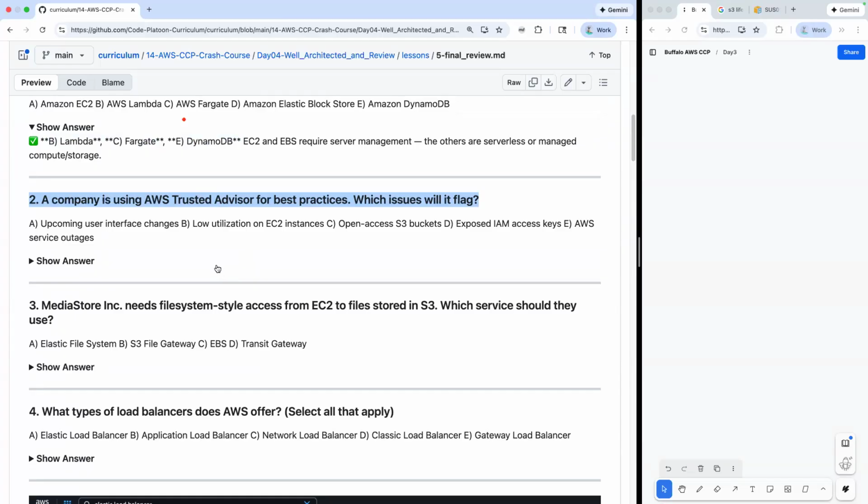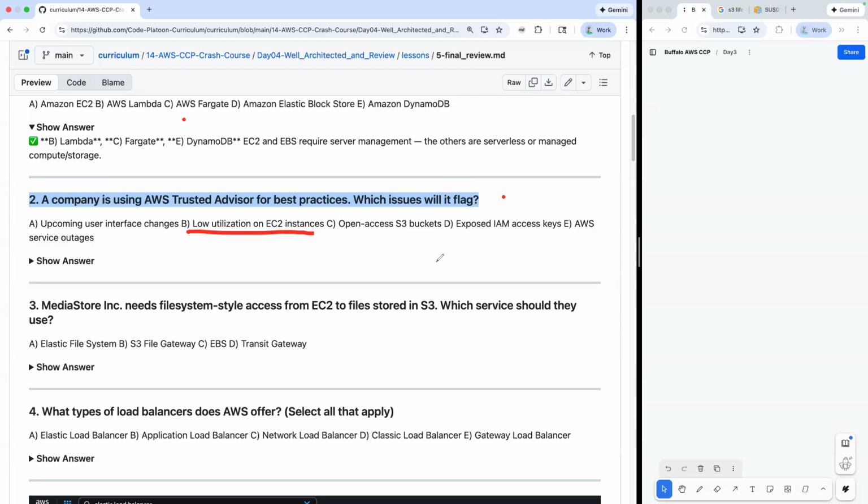Okay, number two. A company is using AWS Trusted Advisor for best practices. Which issues will it flag? Upcoming user interface changes, low utilization. I'm not really sure if this is a multiple choice. If it's not, I would go with B, the low utilization, because I know it does that. I think we should assume it's a choose one unless it says otherwise. Okay, then I would go with B.